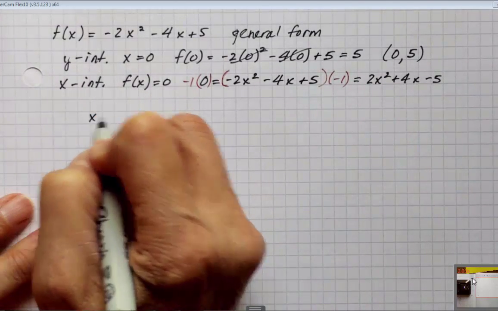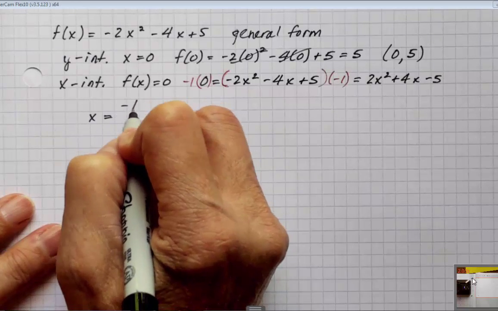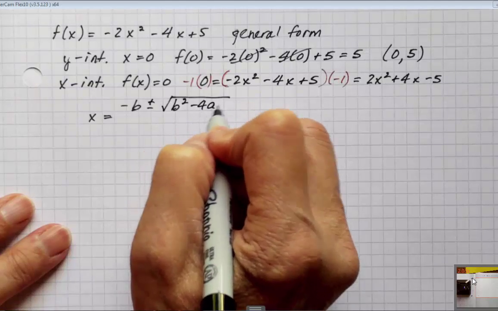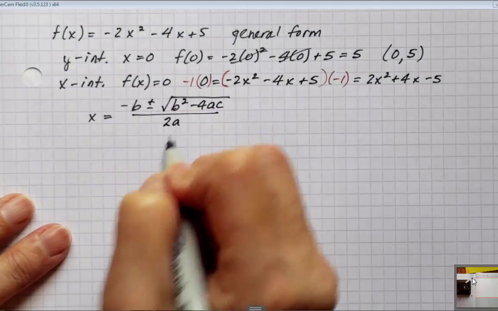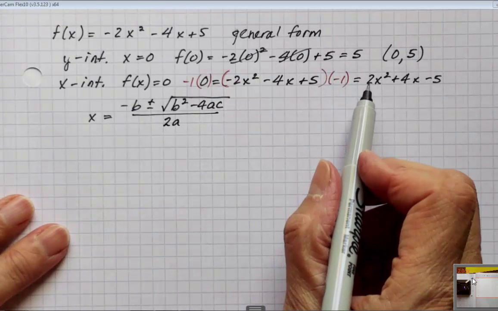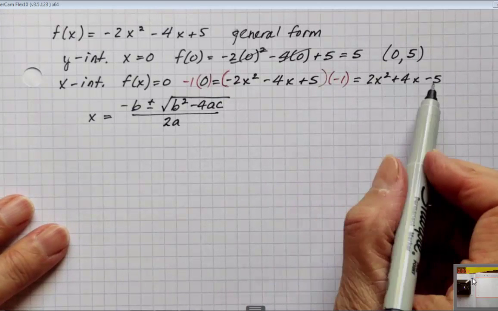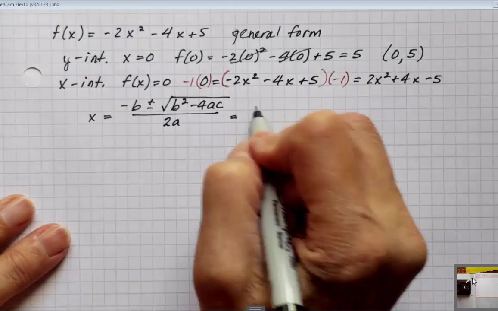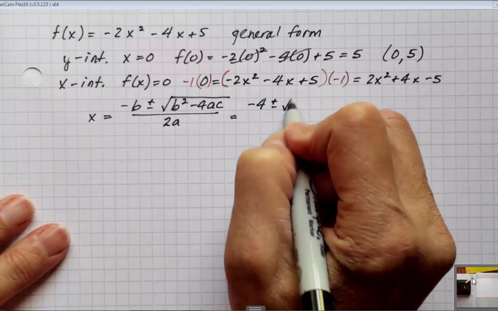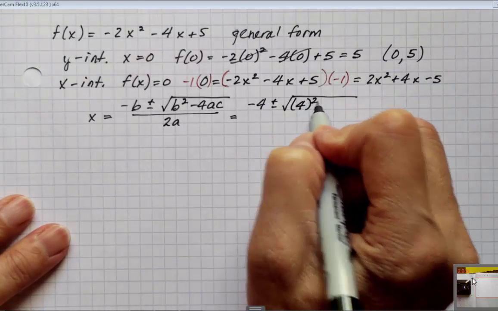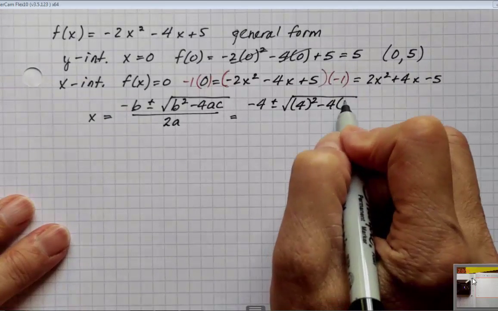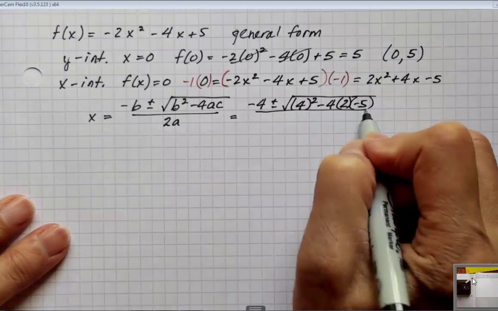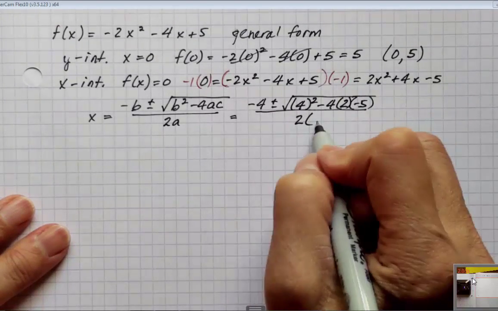And remember that the quadratic formula is x equals negative b plus or minus the square root of b squared minus 4ac all over 2a. A is going to be equal to 2, b is going to be equal to 4, and c is going to be equal to negative 5. So plugging that in, I'm going to take the opposite of b, which will be negative 4, plus or minus the square root of 4 squared, minus 4 times a, which is 2, times c, which is negative 5, all over 2 times a, which is 2.